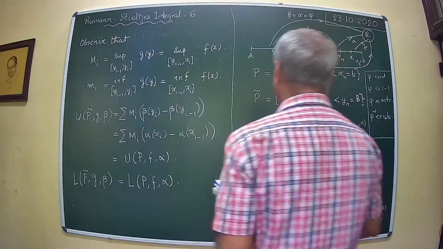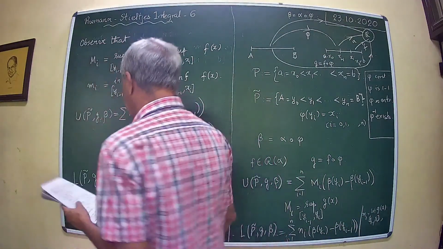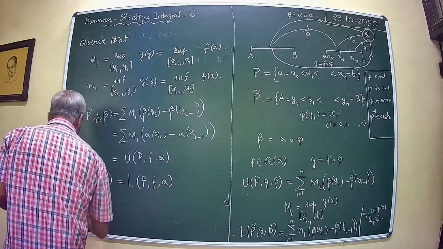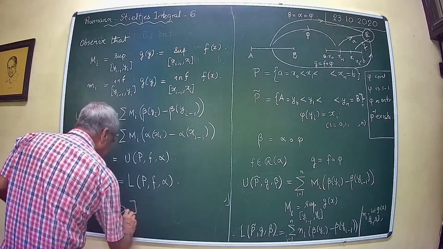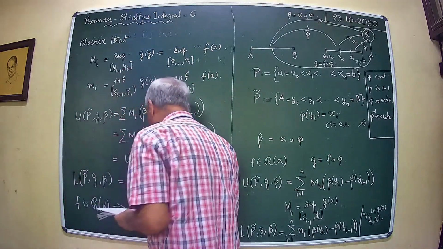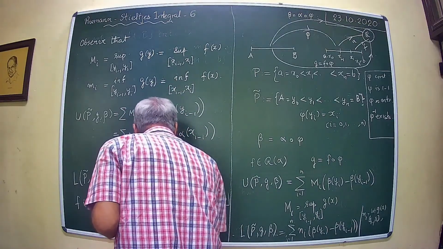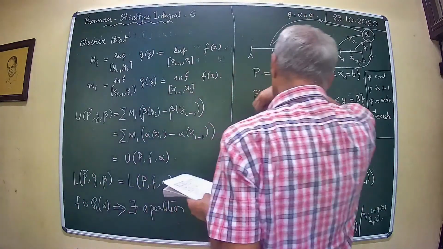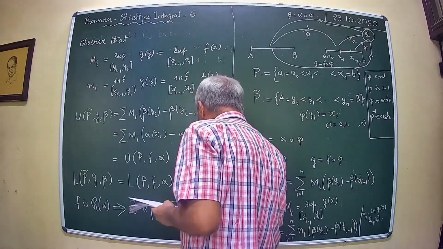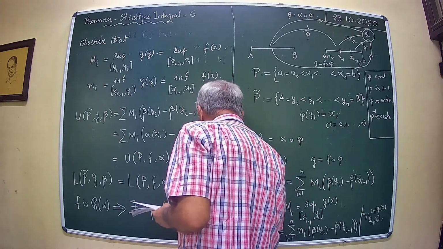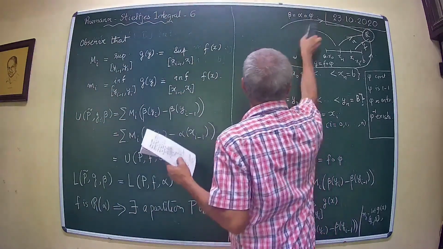And therefore, what do you get? See, you are given that f is Riemann integrable. This implies there exists a partition P of AB such that, let me take this out.